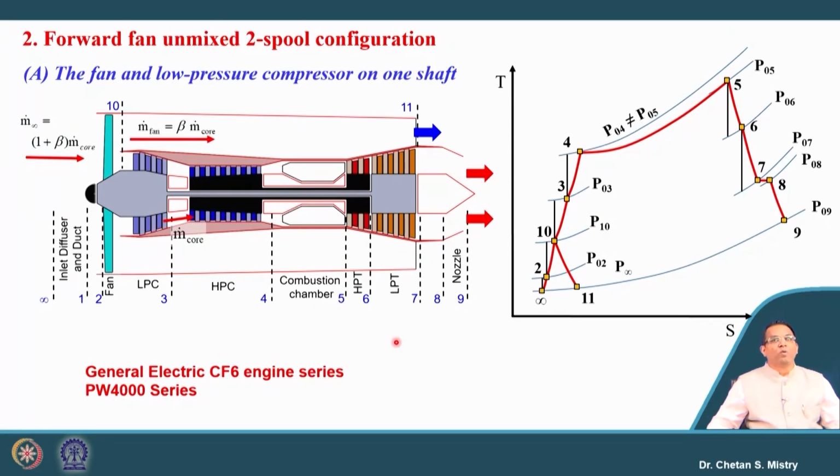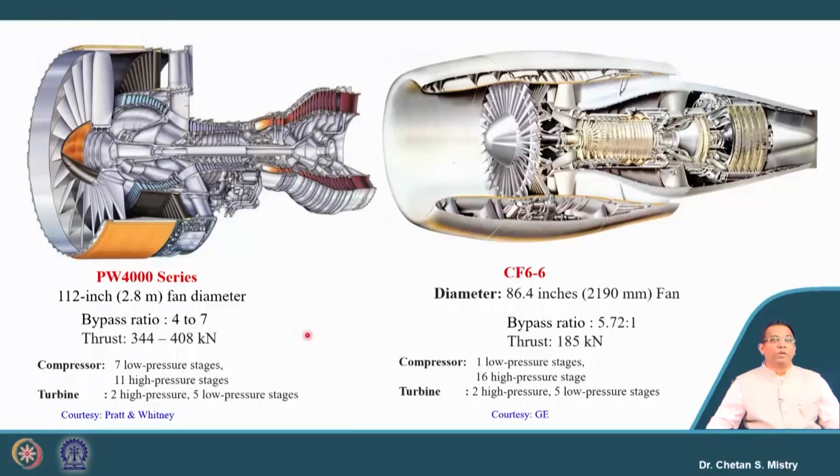Okay. Now, let us look at what we mean by this. So, here this is representing the cut section of the Pratt and Whitney 4000 series engine. Here if we look, we have a big size fan. It says it has a diameter of around 2.8 meter. So, you can imagine the size of this fan.